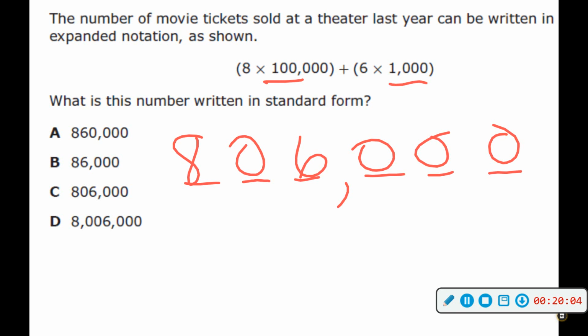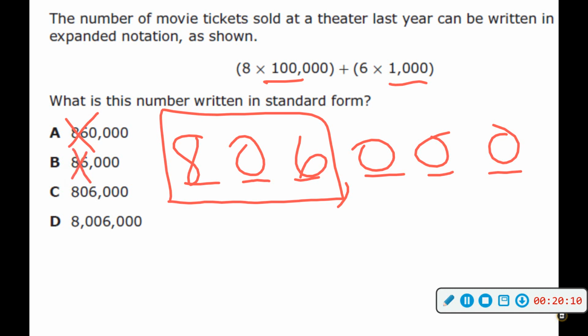So now I can see 806,000 is the focus. This says 860. This just says 86. This says 8,000,006. So we're just going to keep C as our answer.